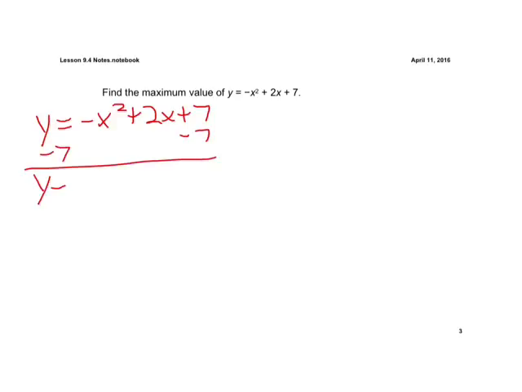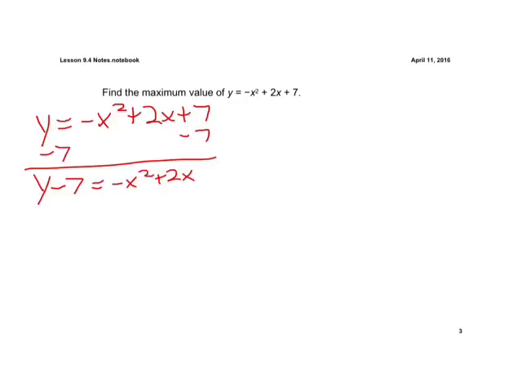All right, last example here. We're going to now find the maximum value. We see this negative in here. We're going to follow our same steps. So if we rewrite our equation, again, we're going to write this in vertex form. Our first step is, let's move our 7 to the other side. So subtract it from both sides. We have y minus 7 equals negative x squared plus 2x.